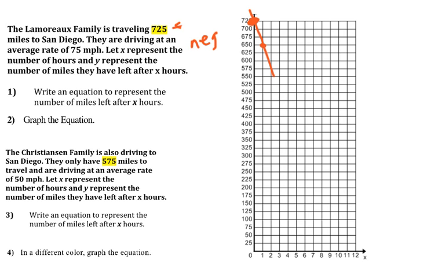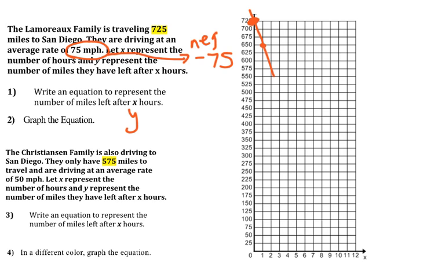It tells me it's going to be a negative slope. Okay, so it says that they're driving an average rate of 75 miles per hour. So my slope is going to be negative 75. And so the reason why I chose to say negative 75 is because of what it's doing. And so sometimes it really helps to think about the situation before you make an equation, because if I would have just said 75, then that would make my line go up like they were getting further and further away from San Diego.